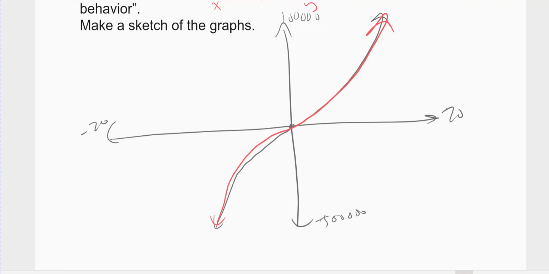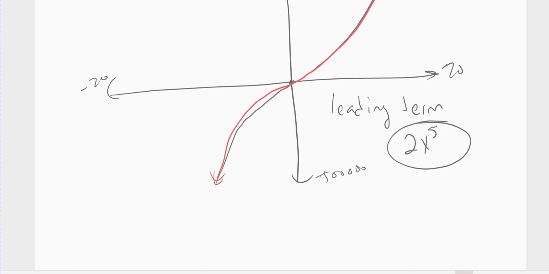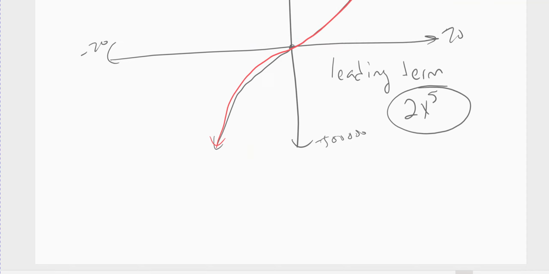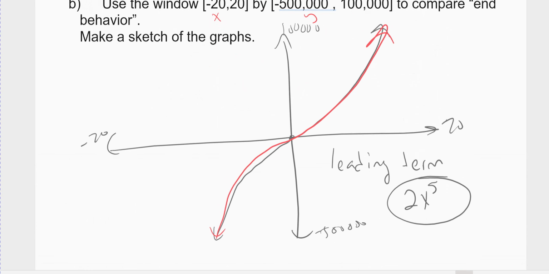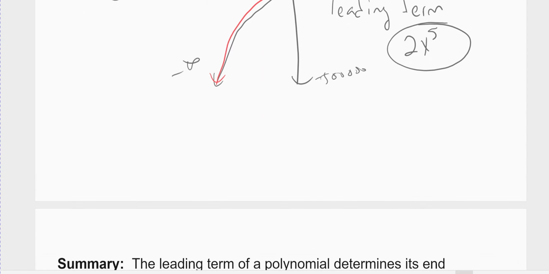So remember, the leading term was 2x to the fifth for both of them. Actually, 2x to the fifth was the one function, and that was the leading term. And so it's odd. Odd degree has opposite end behavior. So that means one side's going off to infinity and one side's going off to negative infinity, right? This side's going off to infinity, this side's shooting down. And that's the same for both the complex function and the simple power function.